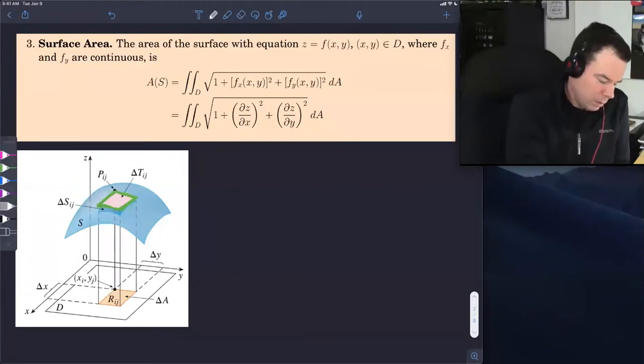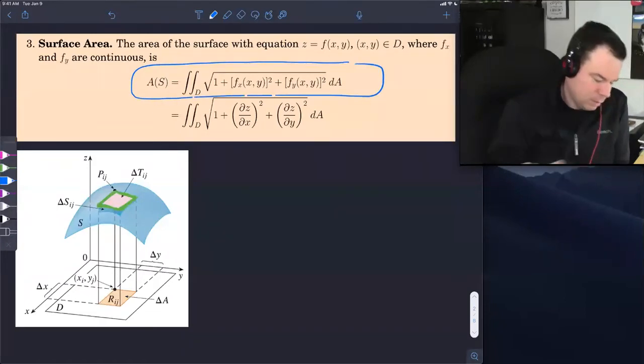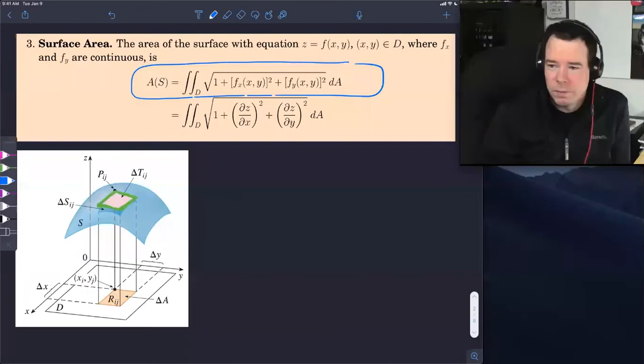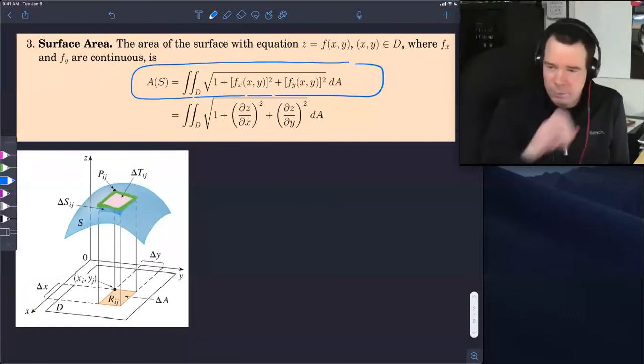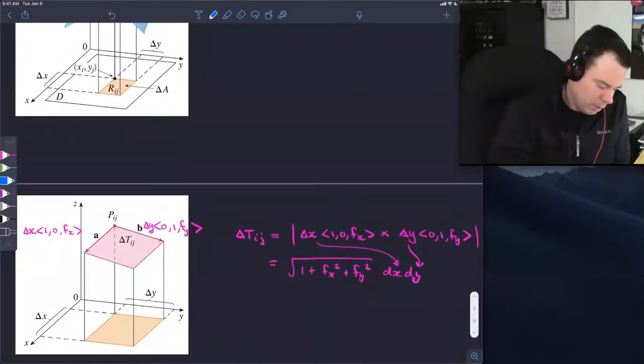So this was our integral that represents the area of a surface. This is a surface given by an explicit function, z equals f of x, y. To find the area, we integrate the square root of 1 plus fx squared plus fy squared, these partial derivatives. And there was an indication of where this was coming from.